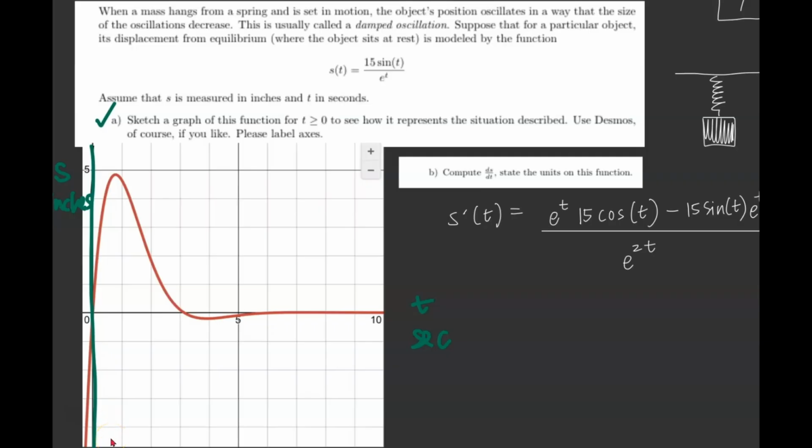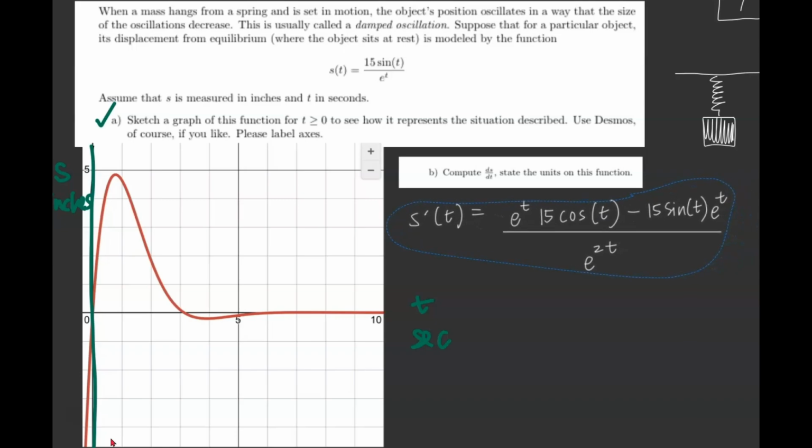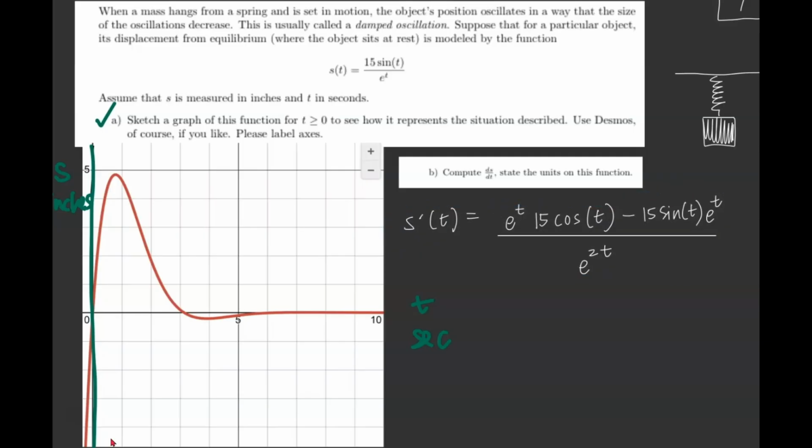Oh, the units. We still need units on this guy. So s prime of t will be all of this stuff. And the units on a derivative are always the output units, inches per second. So this will give us the instantaneous velocity. s is just a position function, s prime is a velocity function. Anytime we have a position function, its derivative is the velocity. And this time it's measured in inches per second.